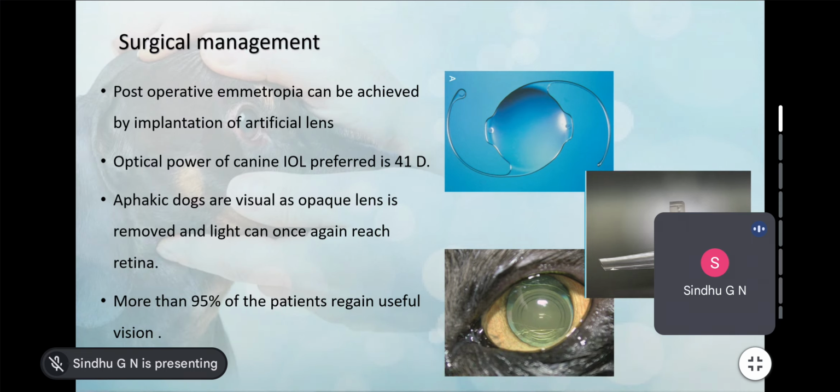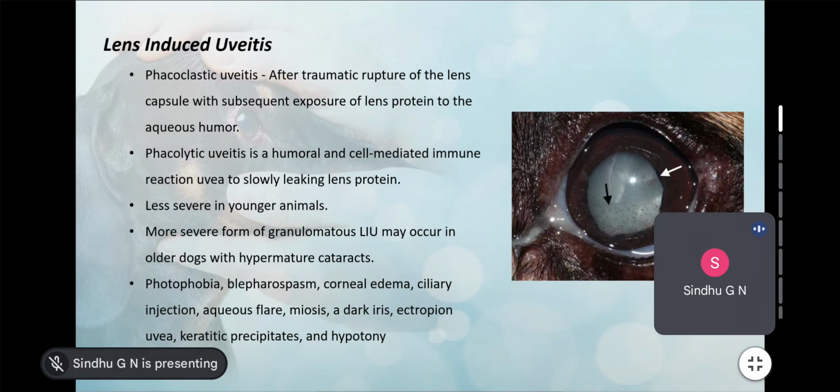So complications of cataract or lens-induced uveitis can be phacoclastic uveitis, because after a rupture of the cataractous lens, there will be exposure of lens protein to the aqueous humor causing a uveitis. Phacolytic uveitis means slow release of the lens protein, slowly leaking through the capsule, causing uveitis. These reactions are less severe in younger animals and it is more common in diabetic cataracts.